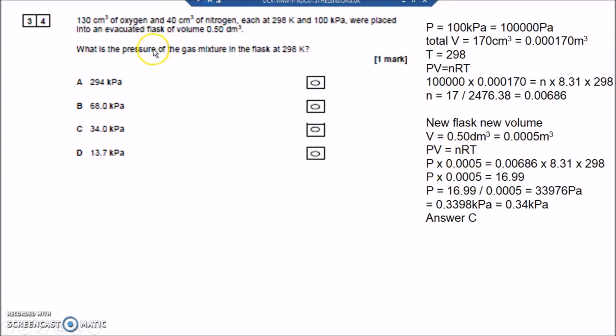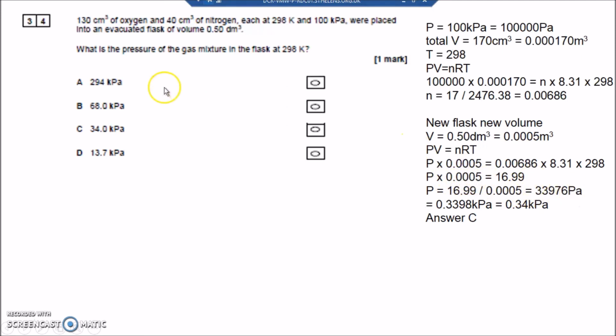Pressure times volume equals nRT. I need to find the pressure, so pressure I don't know. Volume 0.0005, I've just worked that out. N is the number of moles. That hasn't changed. All I've done is change the size of the flask. So the number of moles I've worked out originally, 0.00686. Gas constant hasn't changed. Temperature hasn't changed. Let's multiply all those out. 16.99. Important to multiply them all out first on your calculator, then you're less likely to make a mistake. Pressure is 16.99 divided by 0.0005.